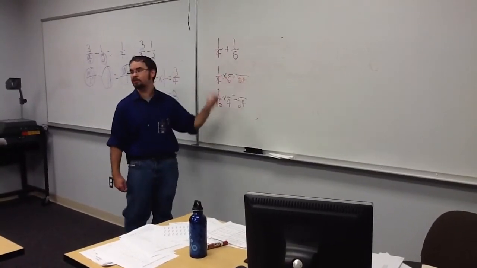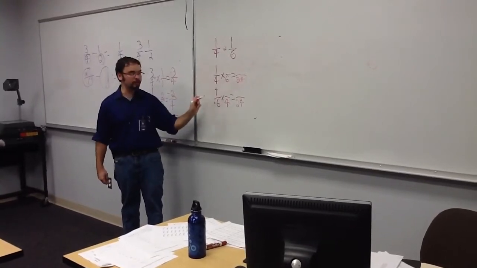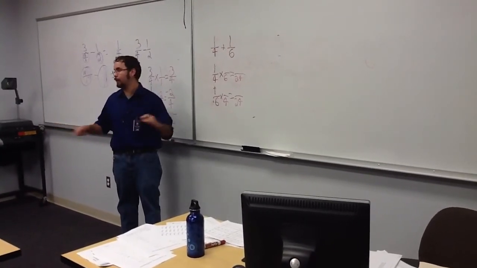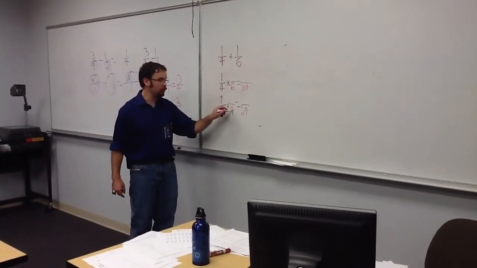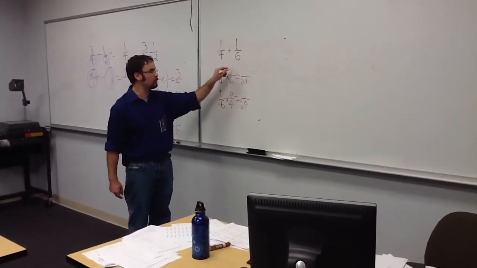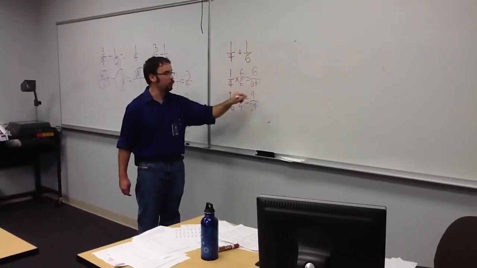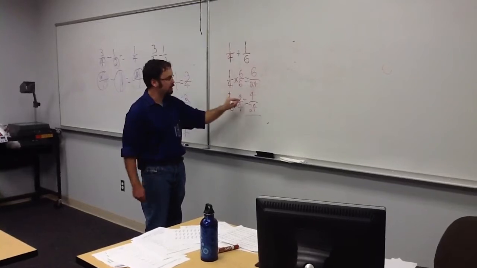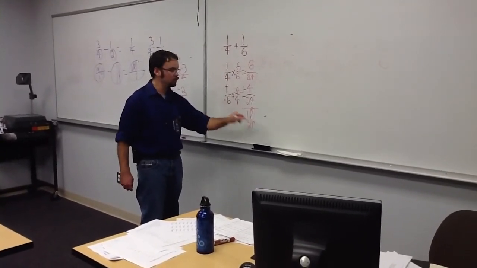That will always get you the same number. 4 times 6, 6 times 4, same thing. Every time. You don't need to stop and think. If you do the bottom, you do the top. Bottom, top. 1 times 6, 6. 1 times 4, 4. And then since we're adding, we add them up. 10, 24.